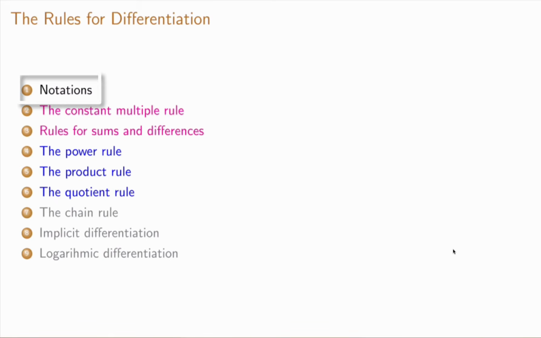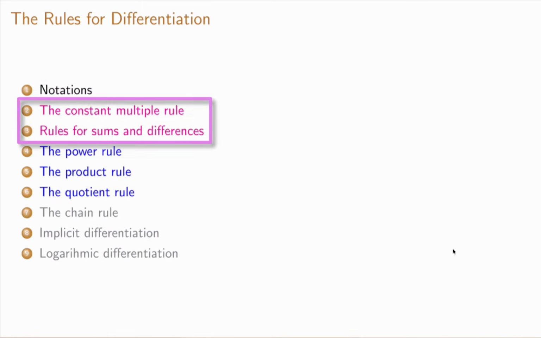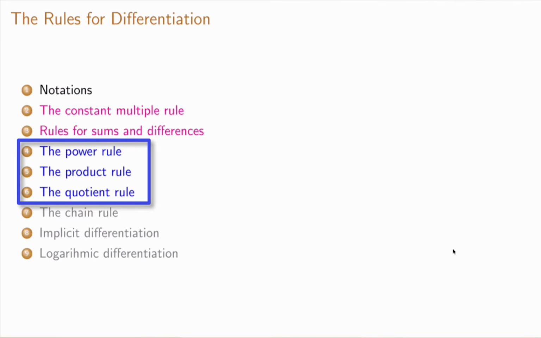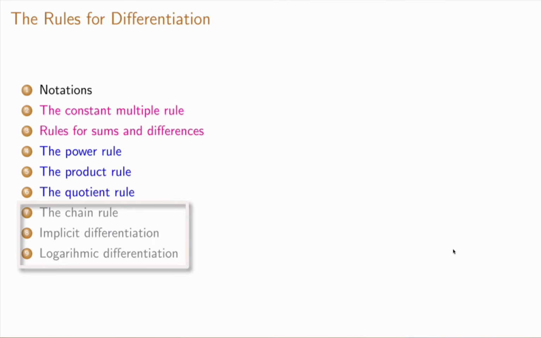So I start with a few notational comments, and then I look at the two rules, one for constant multiples and the other for sums and differences. And these two rules are really super simple, and we can just blast through them. Then the power rule, the product rule, and the quotient rule is really the topic of this video. And then the chain rule, the implicit differentiation, and the logarithmic differentiation, I leave for later videos.